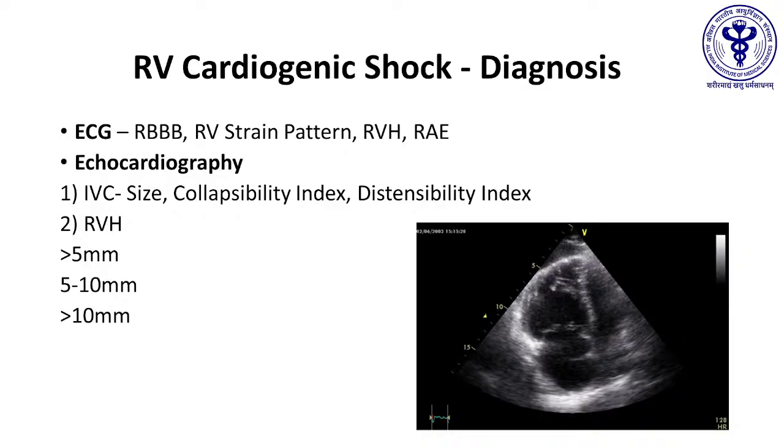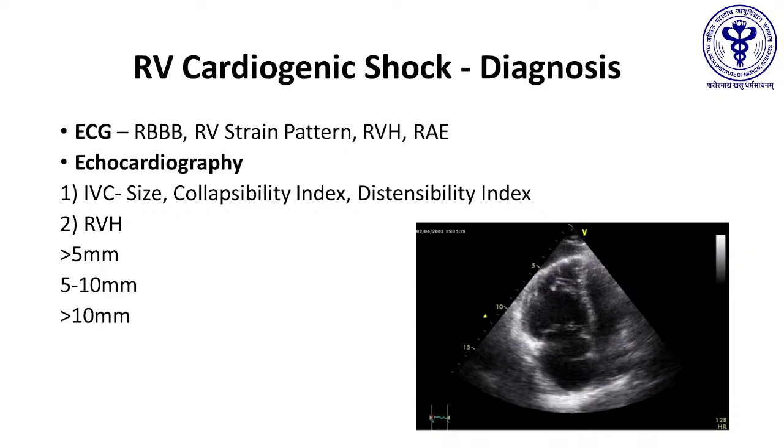So how to pick up an RV failure? An ECG showing an RBBB, RV strain pattern, RVH or right atrial enlargement, and echocardiography. Usually the IVC will be dilated. The IVC will always be chronically dilated in these cases. So being able to find out whether the patient is in volume overload or not will be slightly challenging, and we'll be discussing how we do that.